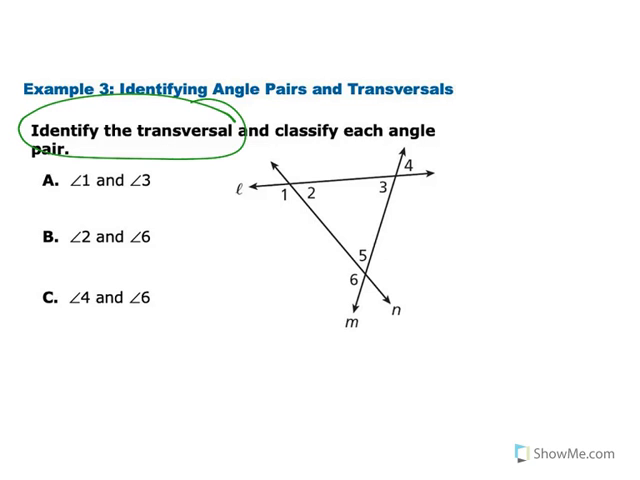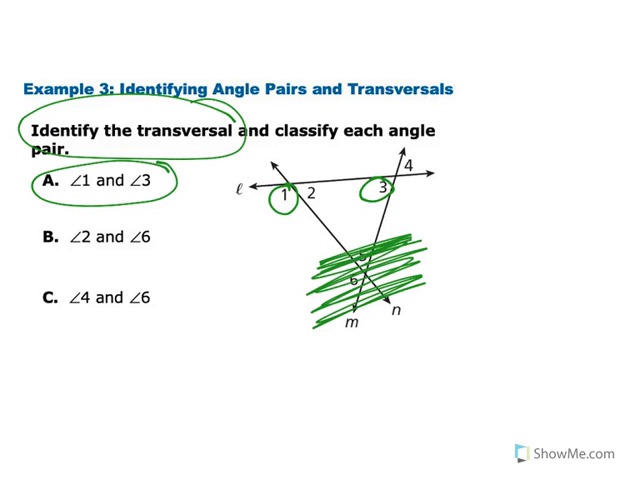So if we're talking about angle 1 and angle 3, here's angle 1, here's angle 3, which means that this part down here doesn't matter to us right now. All we care about is this and this and this. So which one of these lines, L, M, or N, cuts through the other 2? Well, that would be line L, because right here, that line cuts through these 2 lines, right? So the transversal would be line L.